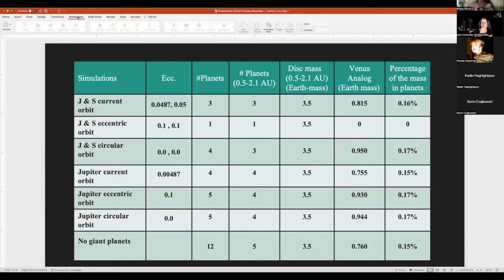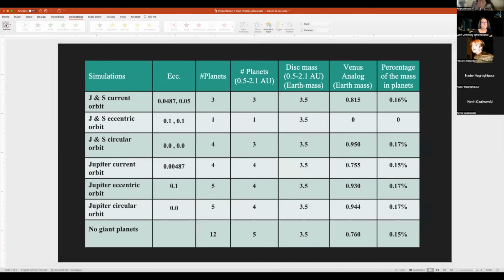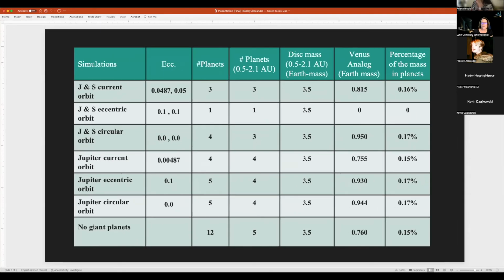So you can also see on the table that when Saturn is removed and Jupiter has low eccentricity, the planet that is a Venus analog shows greater similarity to Earth. So this suggests that Jupiter plays the underlying role in Venus's mass and size being similar to that of Earth, and that Saturn actually sort of balances it out in a way.